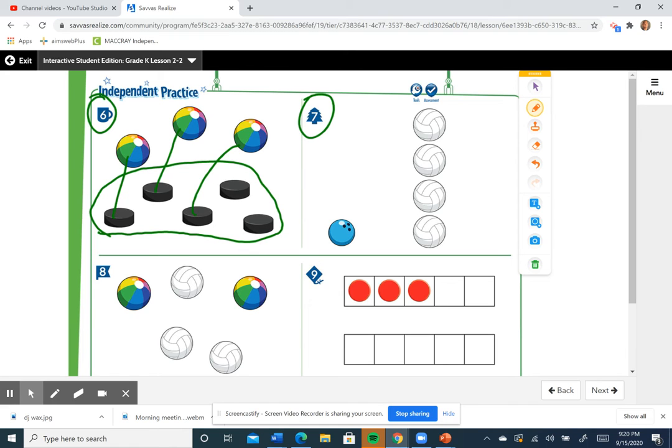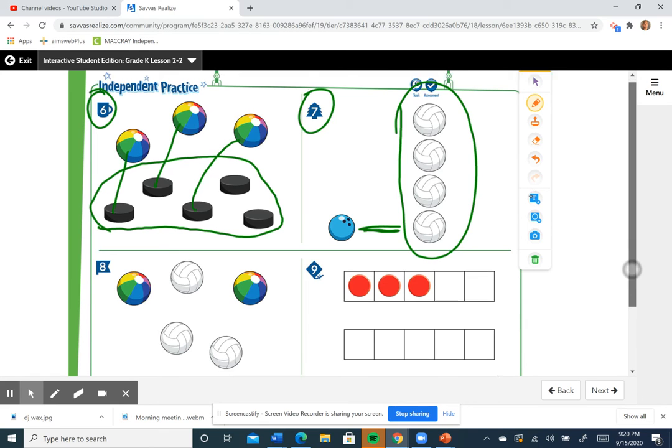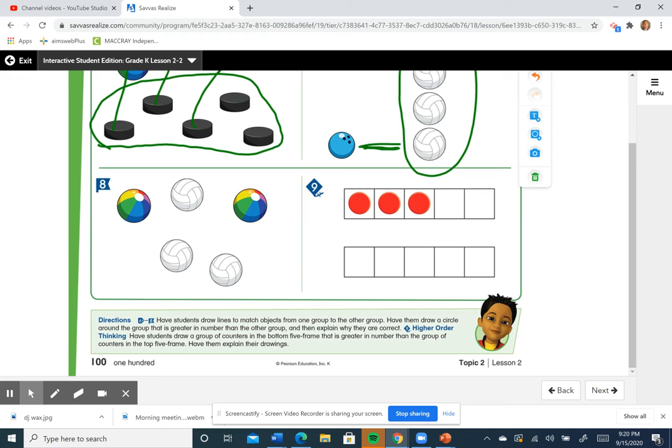And then number 7, maybe some of us are getting really good at this, where we don't even have to count and we can just see our objects that there are way more volleyballs than there are bowling balls, right? But let's just pretend I can't do that, so I'm going to match it up. And now, is there any more bowling balls? No, so there are more volleyballs, or there are a greater amount of volleyballs.